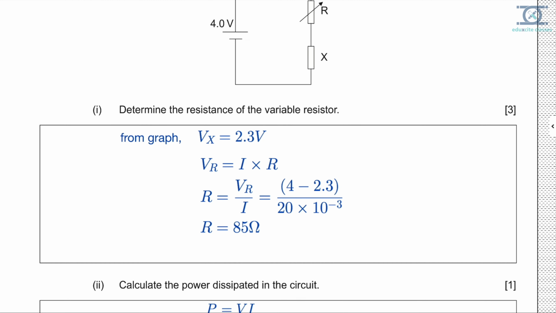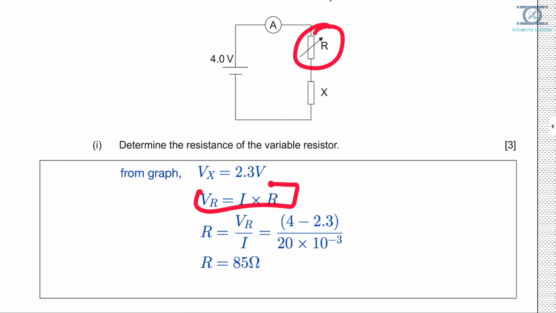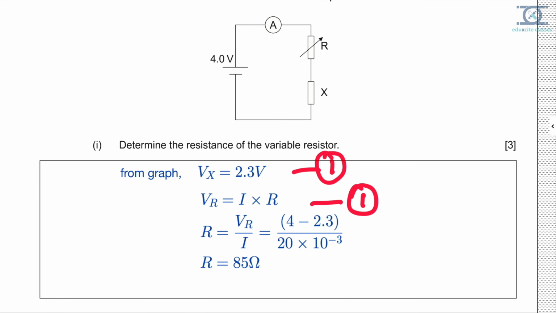Okay, so Vx is 2.3 volt and VR using Ohm's law is I times R. So R will be VR by I. We have to calculate the resistance now. The potential drop at R will be the total voltage minus the voltage drop at X, which is 2.3. So V minus 2.3 upon the current, which is in series so remains the same, 20 milliampere. So we are getting the value of the variable resistance as 85 ohm. So 1 mark for getting this value, 1 mark for using this equation, and 1 mark for getting the right answer.